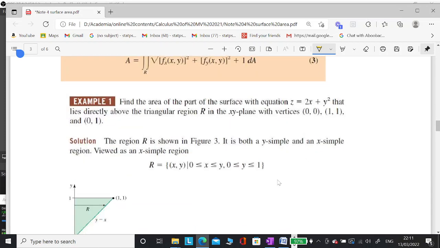Find the area of the part of the surface with equation z equal to 2x plus y square that lies directly above the triangular region R in the xy plane with vertices (0, 0). So we can plot it. The triangle has vertices (0, 0), (1, 1) and (0, 1). So this is our triangle.